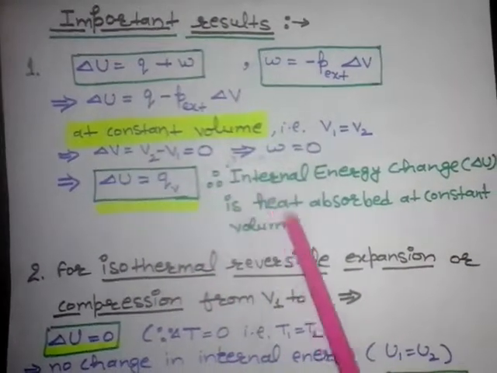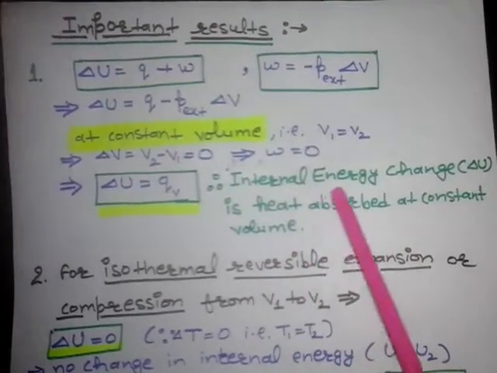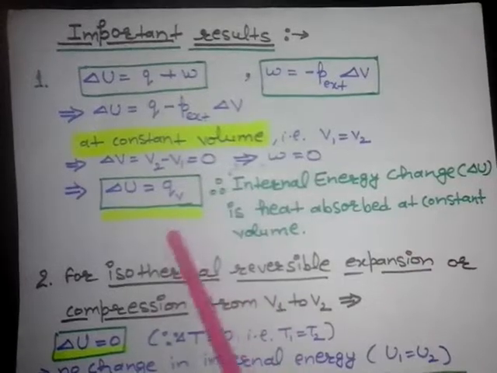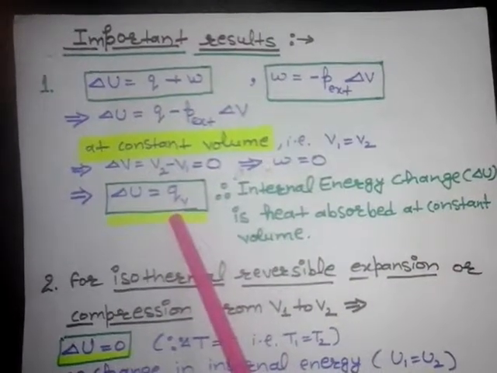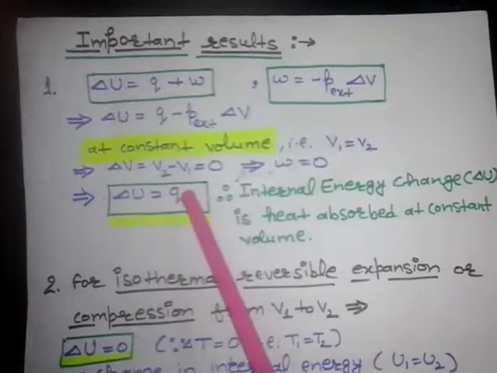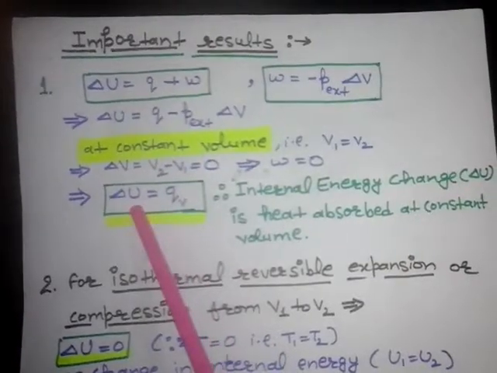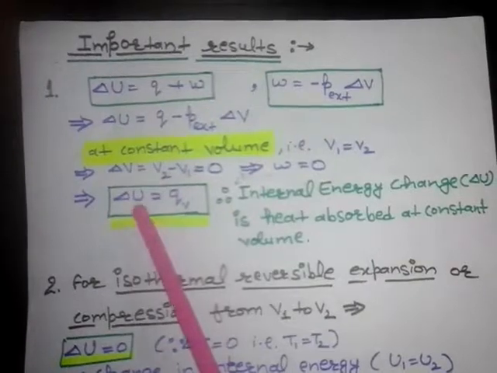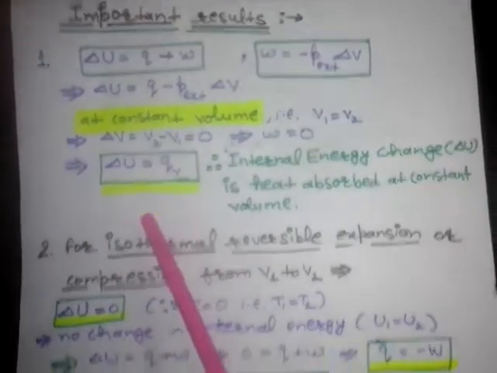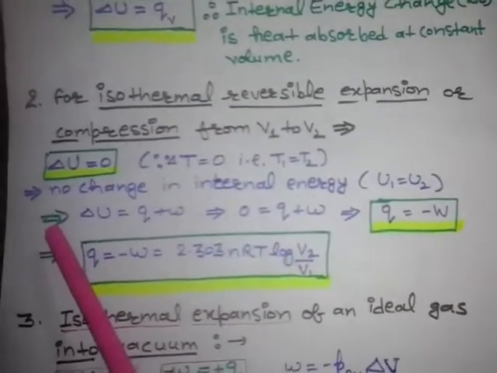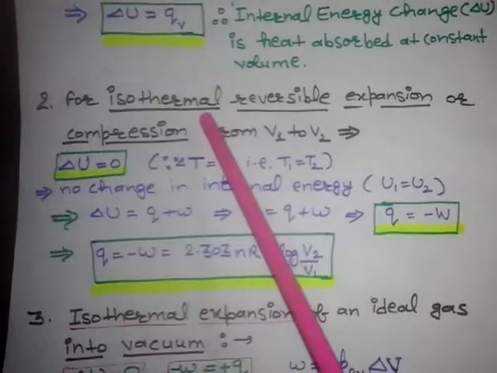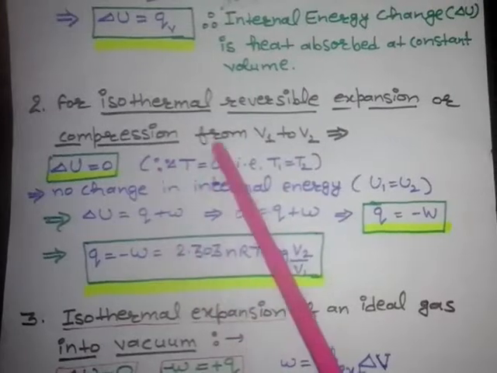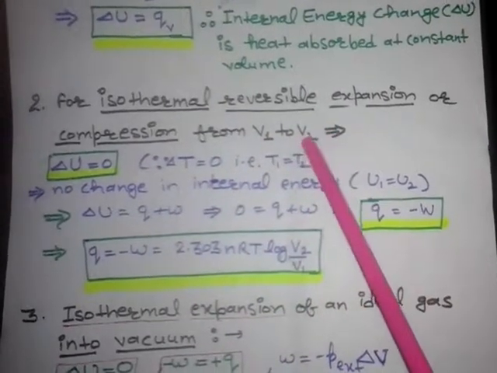So you have to remember that internal energy change is heat absorbed at constant volume. This is very important. At constant volume, heat absorbed is equals to change in internal energy. So this is the first result from first law of thermodynamics. Then we have second, that is for isothermal reversible expansion or compression from V1 to V2.